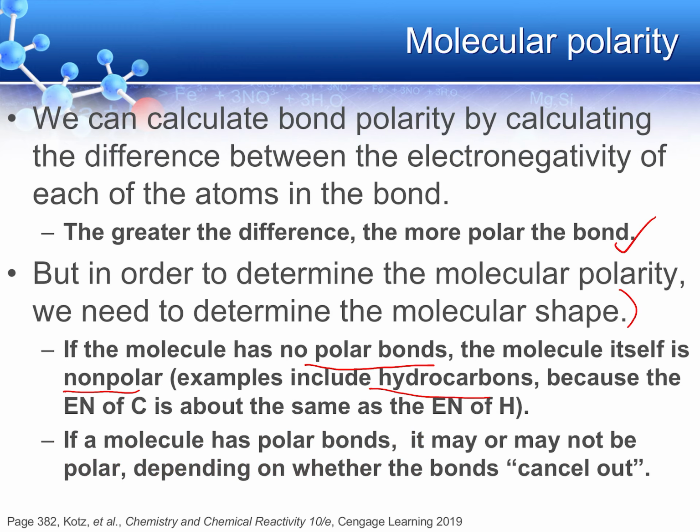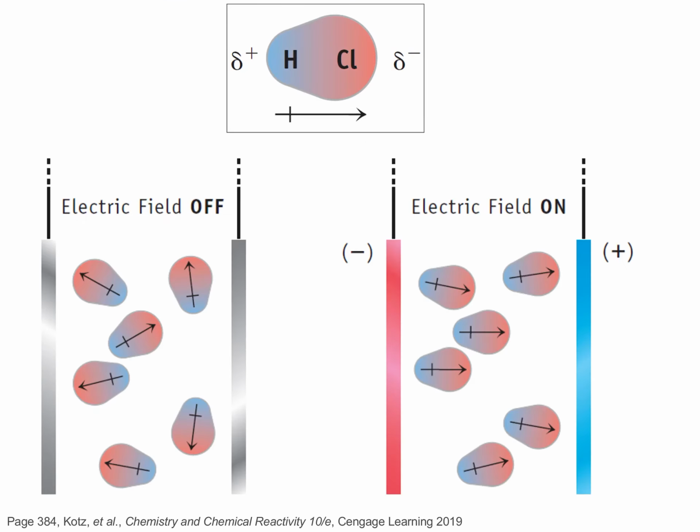And the biggest example that you're going to see is hydrocarbons, because the electronegativity of carbon is about the same as the electronegativity of hydrogen. So if you have a compound that's composed just of carbon and just of hydrogen, then this will be a nonpolar molecule. But it's possible for a molecule to have polar bonds, but maybe overall the molecule is nonpolar because the bonds may cancel out. So you might remember doing this about a month ago, but I'll remind you.